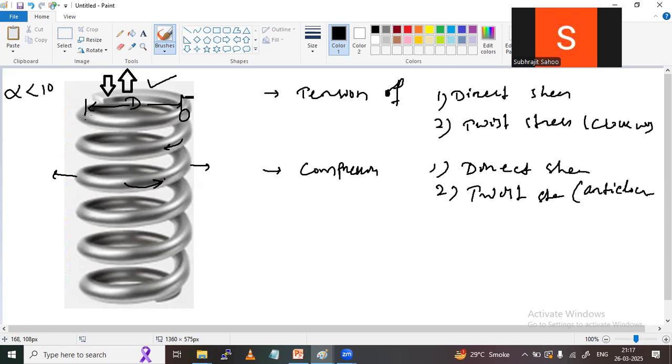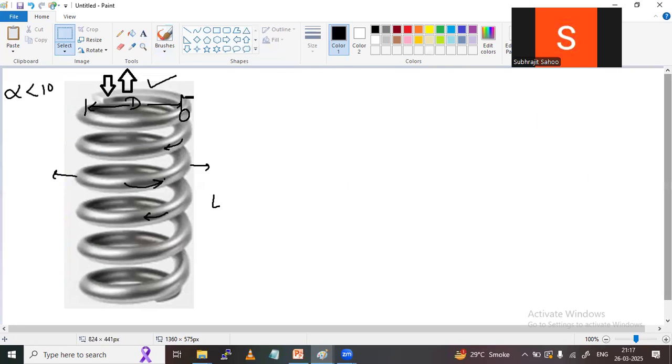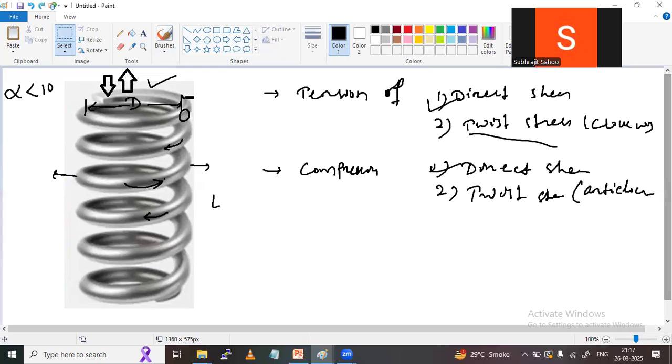But whenever I apply a tension load, the length will try to increase. In the same way, the diameter has to decrease. Decrease means it should move clockwise, right? So, same thing: for a tension load, direct shear stress and twisting stress clockwise; for a compression load, direct shear stress and twisting stress anti-clockwise. These are the theoretical things you need to understand. Now come to the point. What is the point?